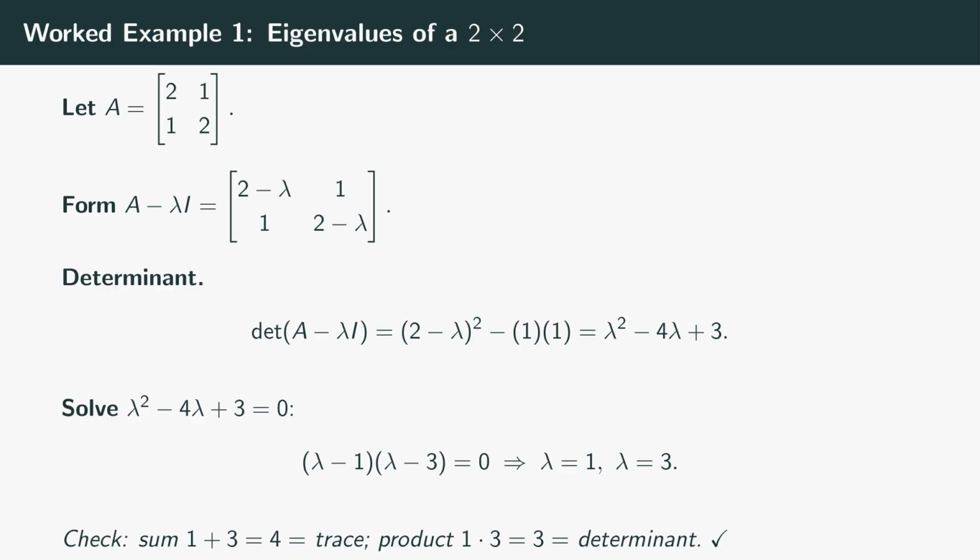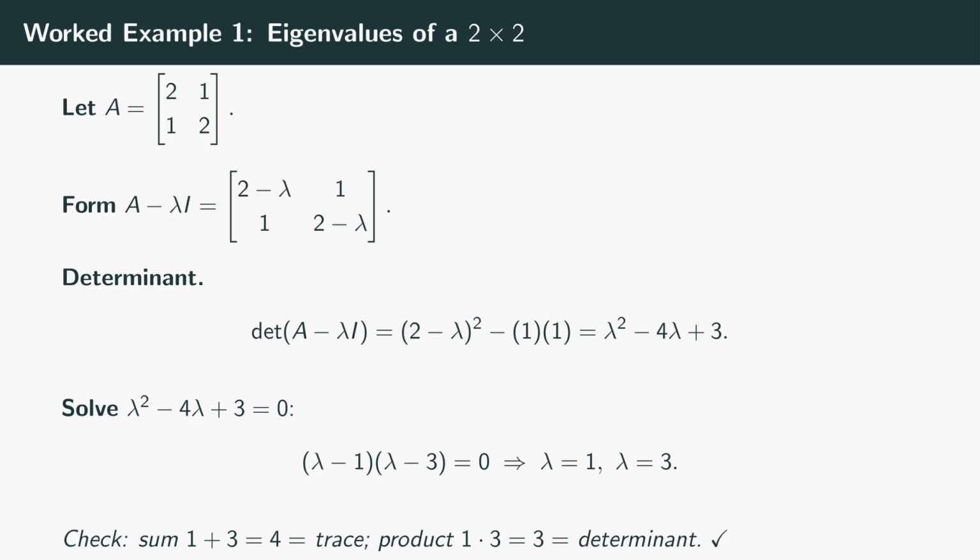Step 2, take its determinant. For a 2x2, that's the product of the diagonal minus the product of the off-diagonal, the quantity 2 minus lambda squared, minus 1 times 1. Expand the square, 4 minus 4 lambda plus lambda squared, then minus 1, which gives lambda squared minus 4 lambda plus 3. Step 3, set it equal to 0 and solve. This quadratic factors nicely as lambda minus 1 times lambda minus 3. So the eigenvalues are lambda equals 1 and lambda equals 3.